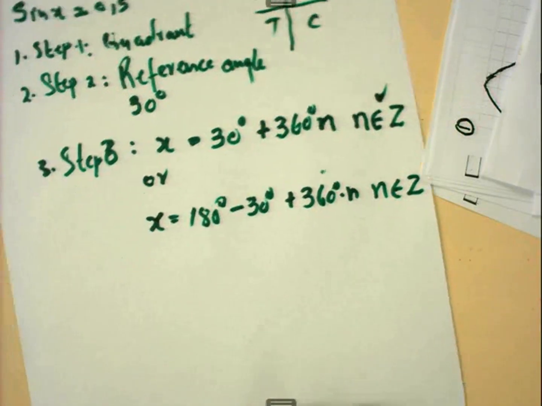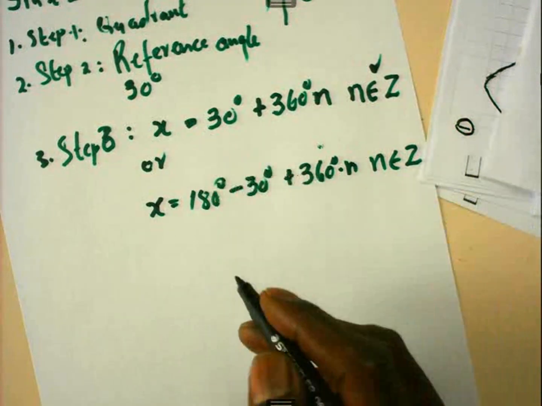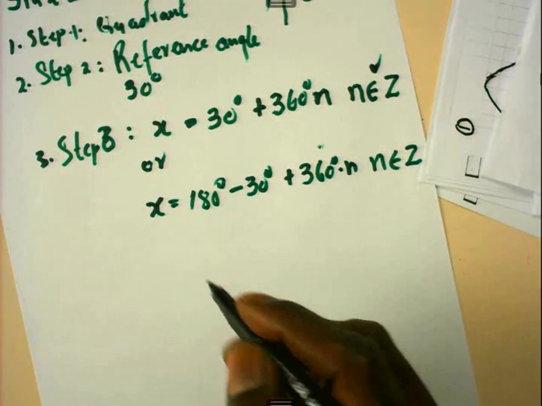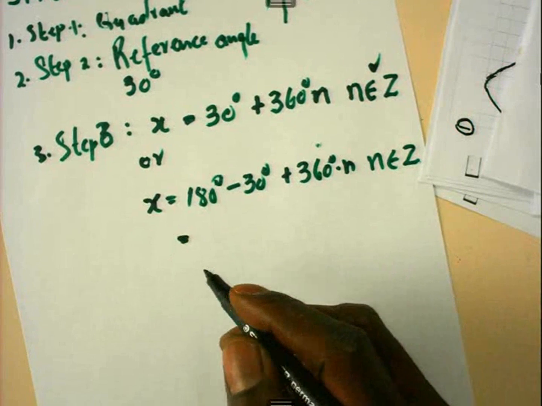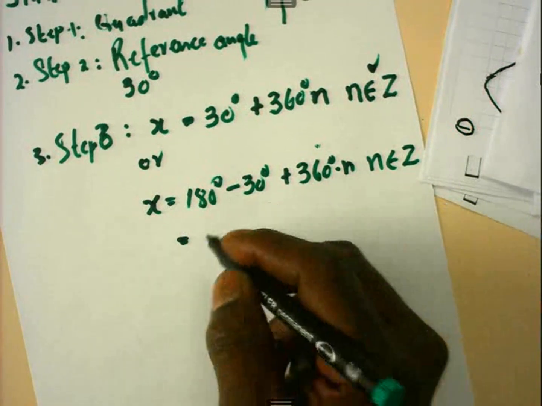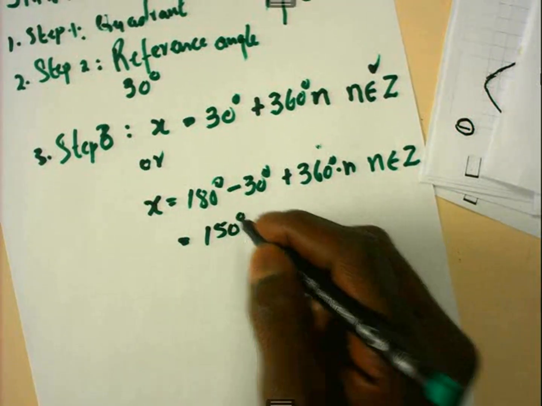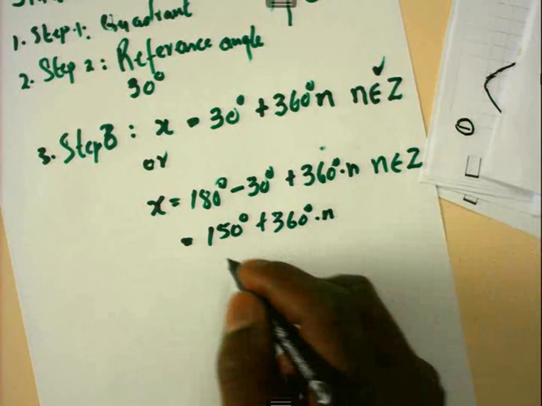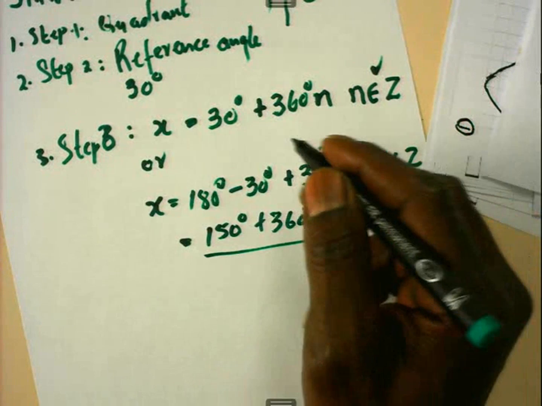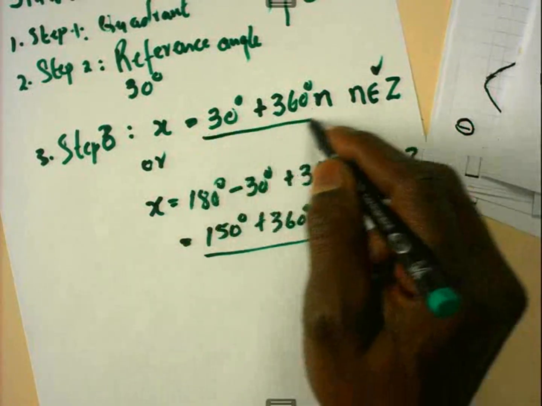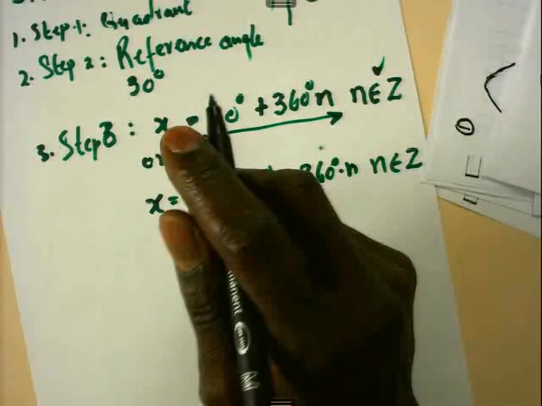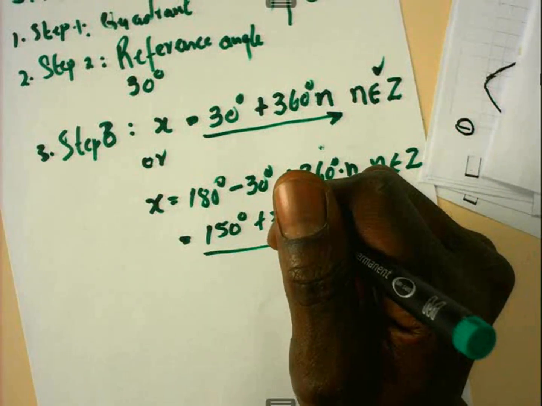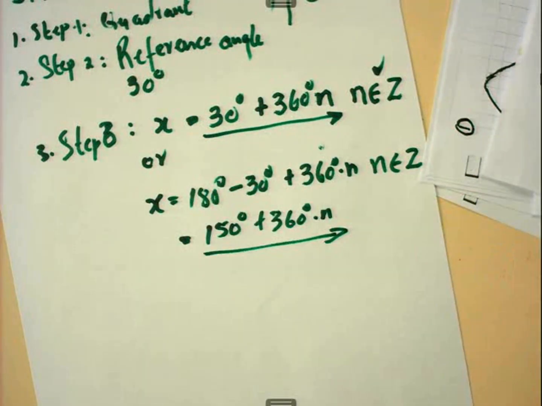Now, if we simplify the second solution, we have x equals 150 degrees plus 360 degrees times n. That will be the general solution for this problem, sin x is equal to 0,5. I hope you find this very easy.